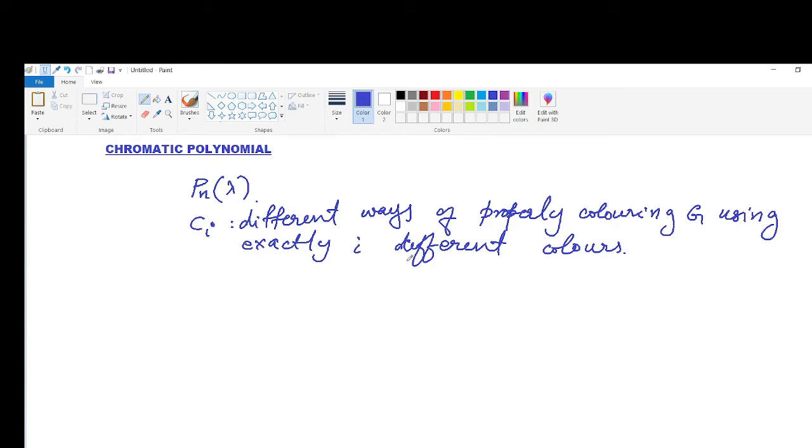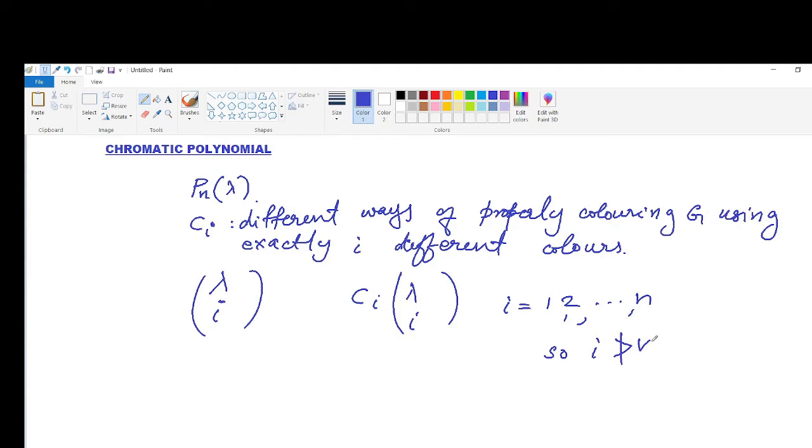Since i colors can be chosen out of lambda colors in lambda Ci different ways, where lambda Ci means the combination, there are Ci into lambda Ci different ways of properly coloring G using exactly i colors out of lambda colors, where i takes the values 1, 2, 3 up to n. So i cannot be greater than n.